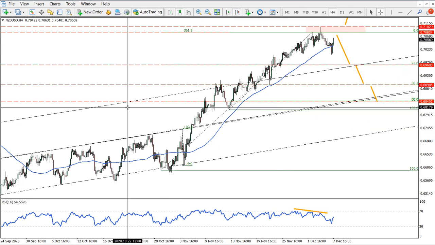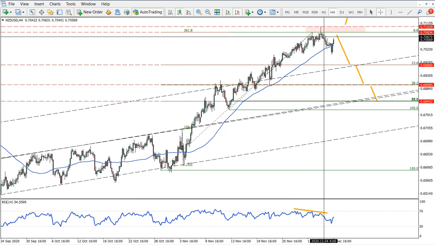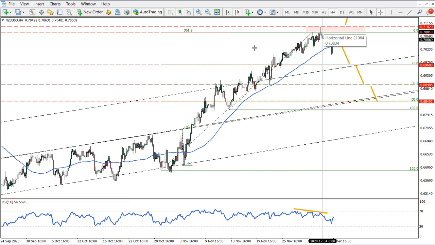So that's it. New Zealand dollar to the downside. That is what is expected as long as this resistance area holds.